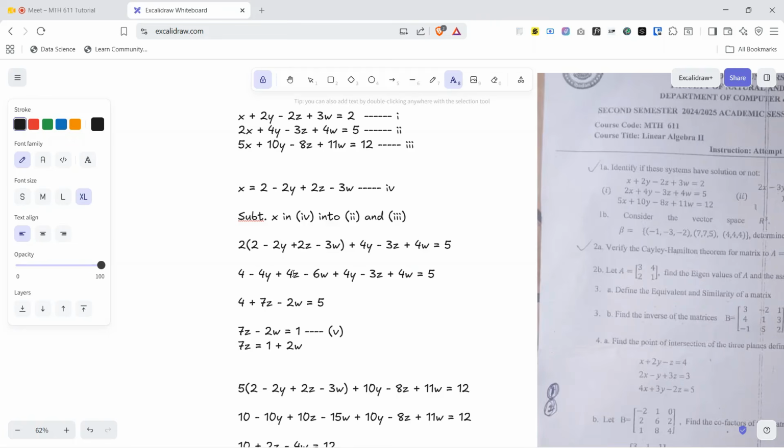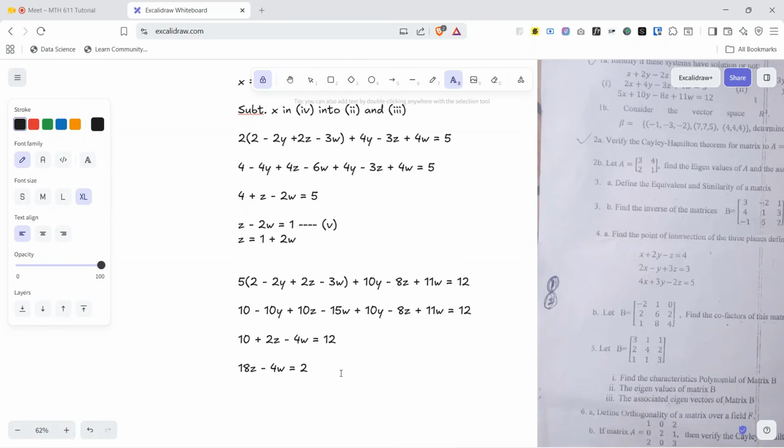Minus 3z. This is supposed to be 4. Z plus minus 6, okay, minus 2w equals 5. So this is supposed to be z minus 2w here, then z equals 1 plus 2w.